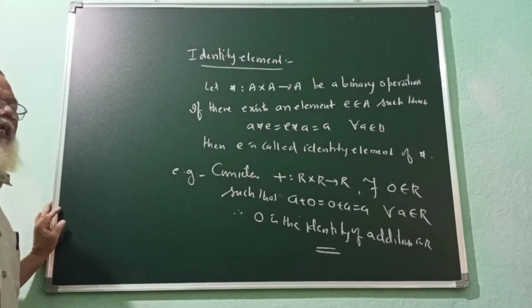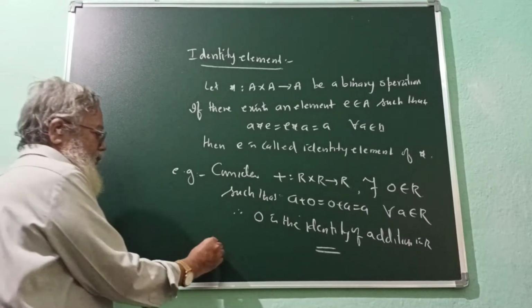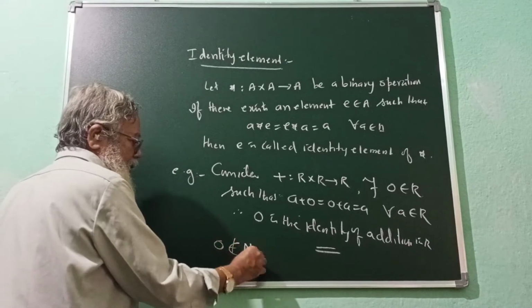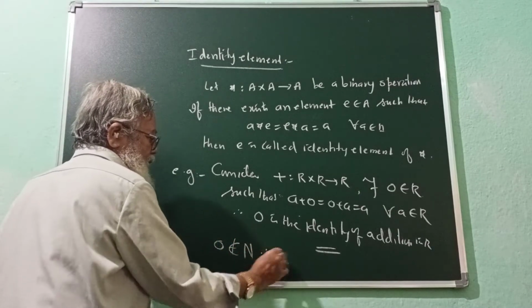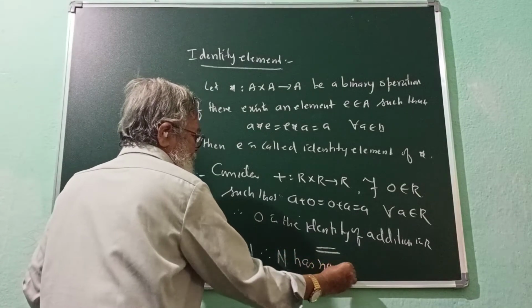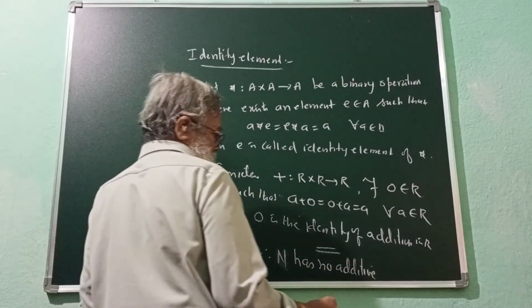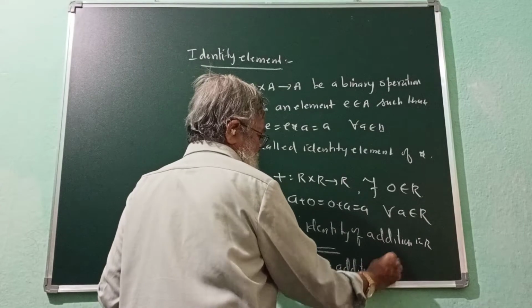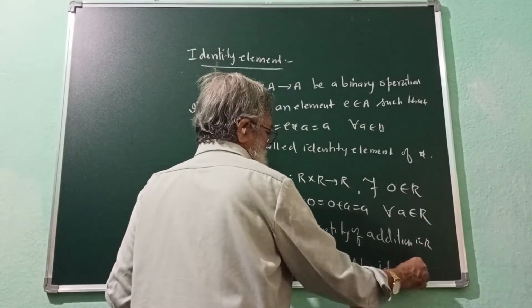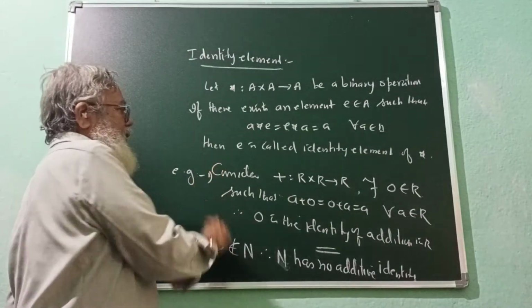Now if you consider the set of natural numbers, N does not have an identity under plus, because 0 does not belong to N. Therefore N has no additive identity. This is the first example.